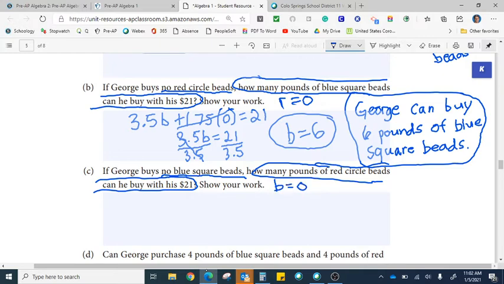All right. Okay, so this time instead of R being 0, we're going to say that B is going to be 0. All right, so we're going to plug it in and we're going to say 3.5 times 0 plus 1.75 times R equals, again, that $21. We can cancel that out because 0 times any number is 0. And now all we have to do is divide by 1.75.